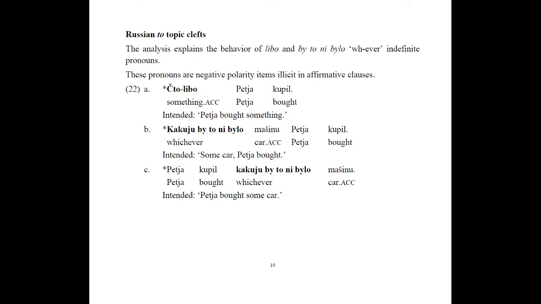Finally, the analysis that we propose explains the behavior of liba and betanibola, whichever indefinite pronouns. And this is very interesting. So these pronouns are negative polarity items, illicit in affirmative clauses, right? So as you can see, examples in 22 are all ungrammatical. And here what I'm trying to do is have this liba pronoun, for example, in a sentence. I'm trying to have it in situ or I'm trying to topicalize it. And all of these examples are ungrammatical. For instance, I cannot say что-либо Петя купил in an affirmative clause, "something Peter bought."